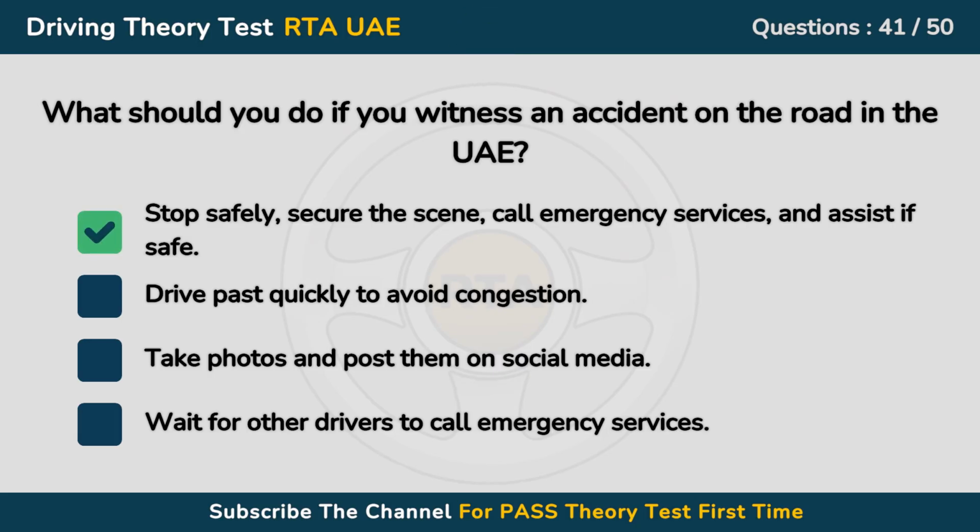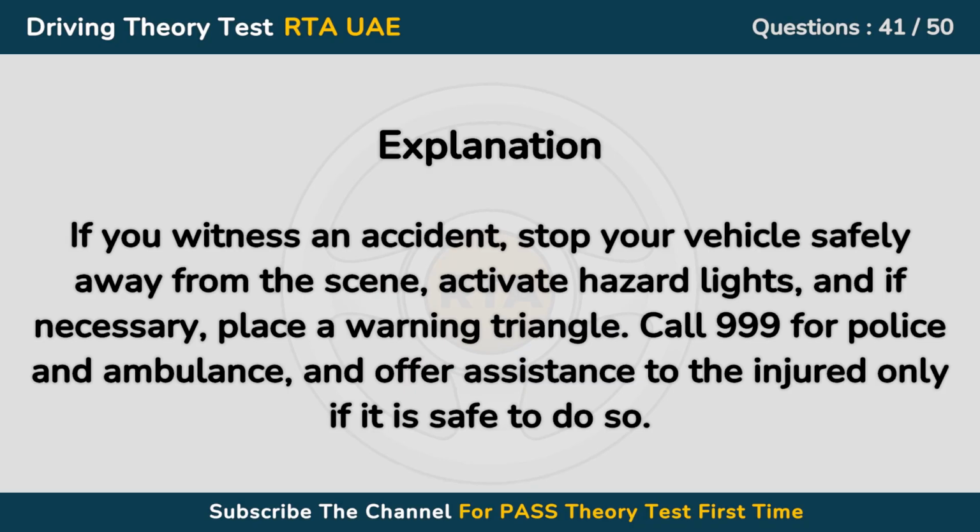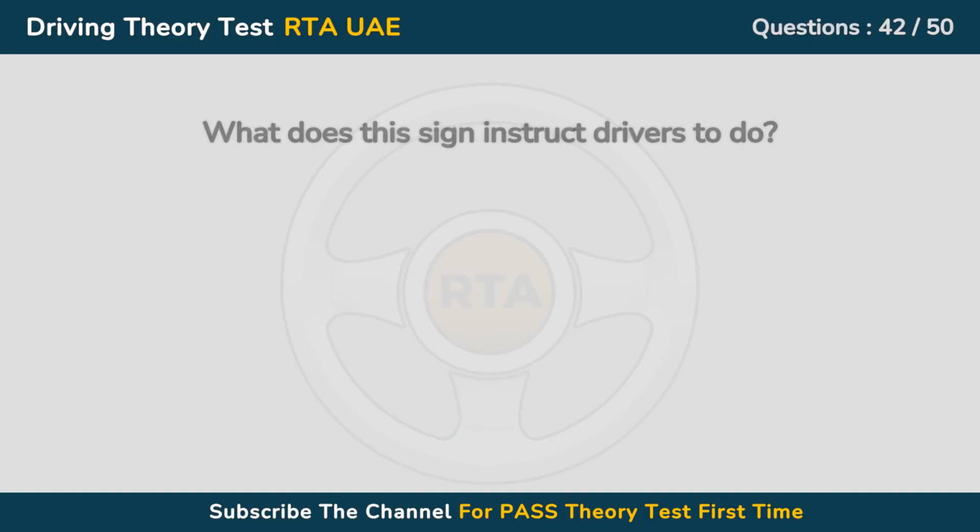Answer is A. Stop safely, secure the scene, call emergency services, and assist if safe. If you witness an accident, stop your vehicle safely away from the scene, activate hazard lights, and if necessary, place a warning triangle. Call 999 for police and ambulance, and offer assistance to the injured only if it is safe to do so.